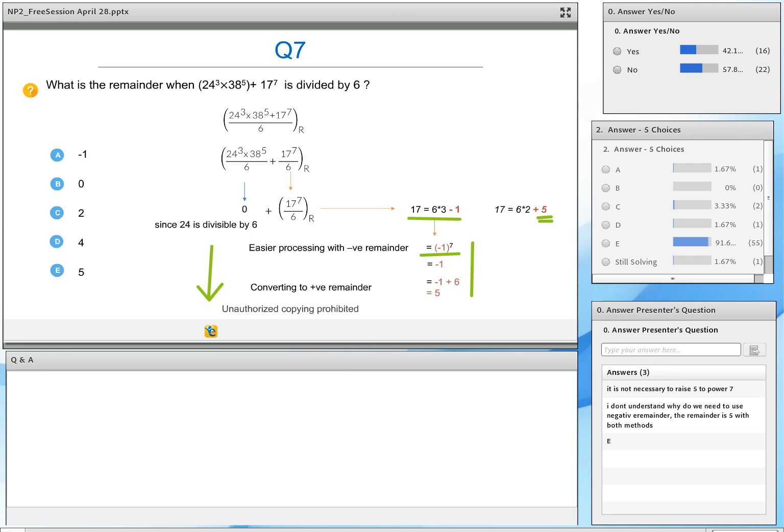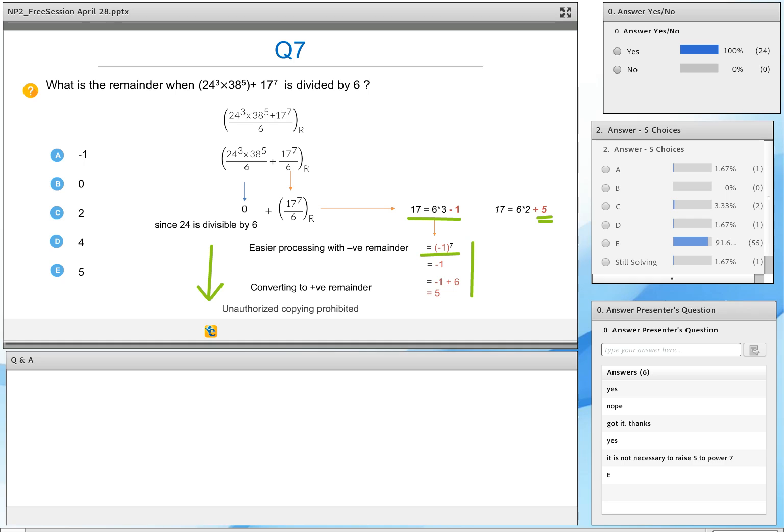It is necessary to raise 5 to the power 7 because otherwise you won't be able to get the answer. Otherwise you wouldn't have solved the question. Okay, so is everyone clear with the negative remainder concept? The concept may seem a little bit difficult, but when you see the importance of it in solving such questions, it becomes really straightforward.